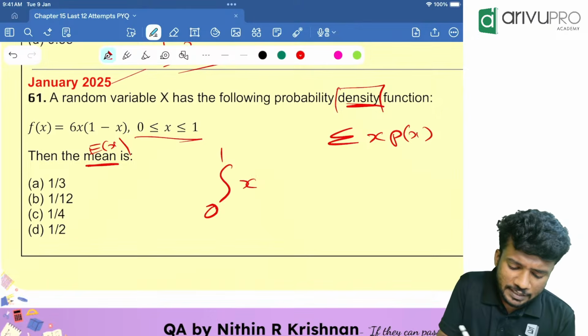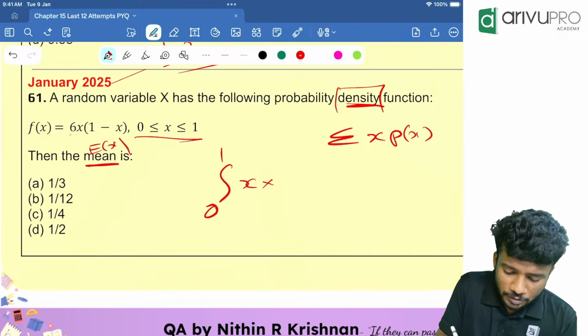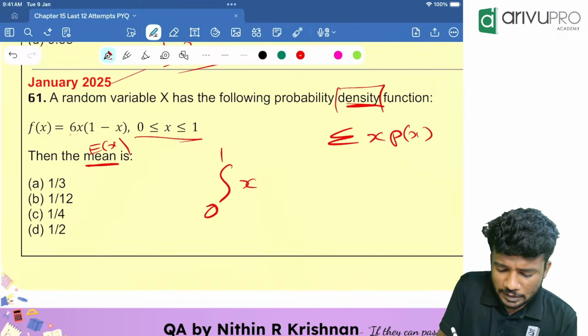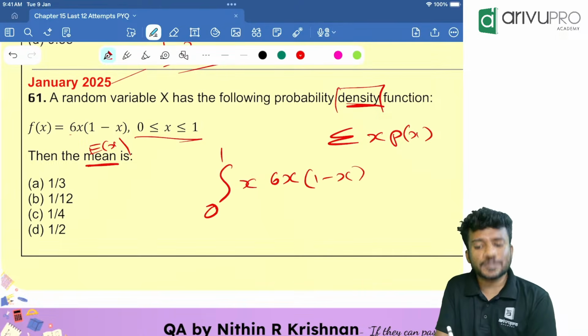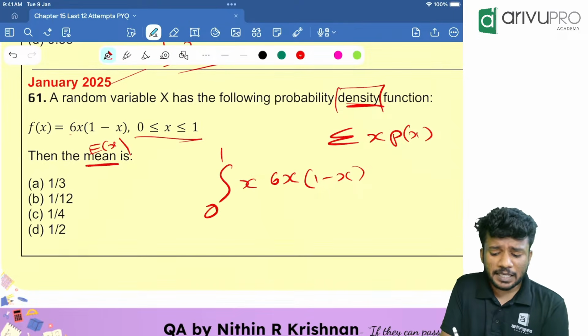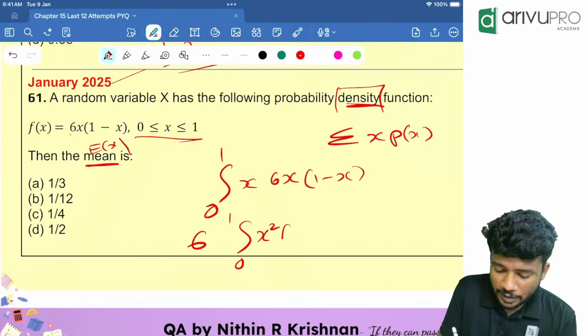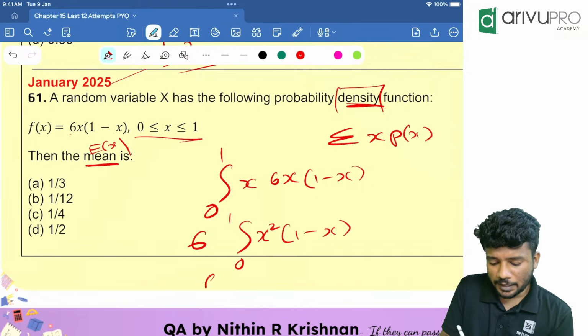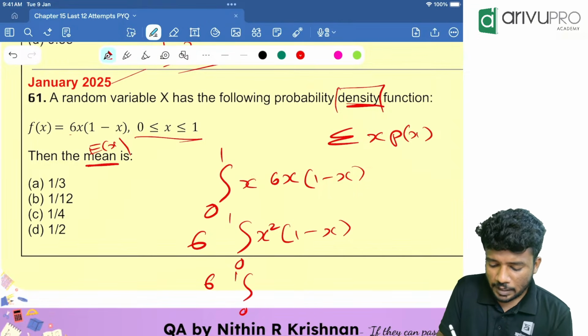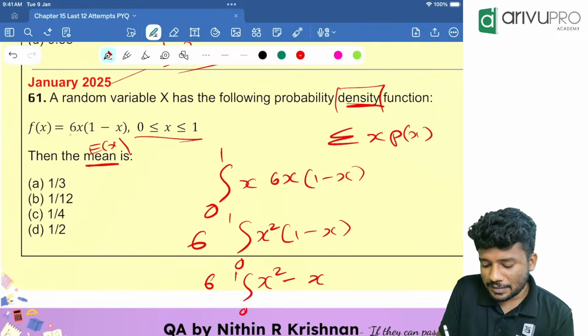F of x is given as how much here? 6x into 1 minus x. So x into 6x into 1 minus x. I am taking the 6 outside. Integral 0 to 1, so x square into 1 minus x. Open the bracket. 6 into integral 0 to 1, x square minus x cube.